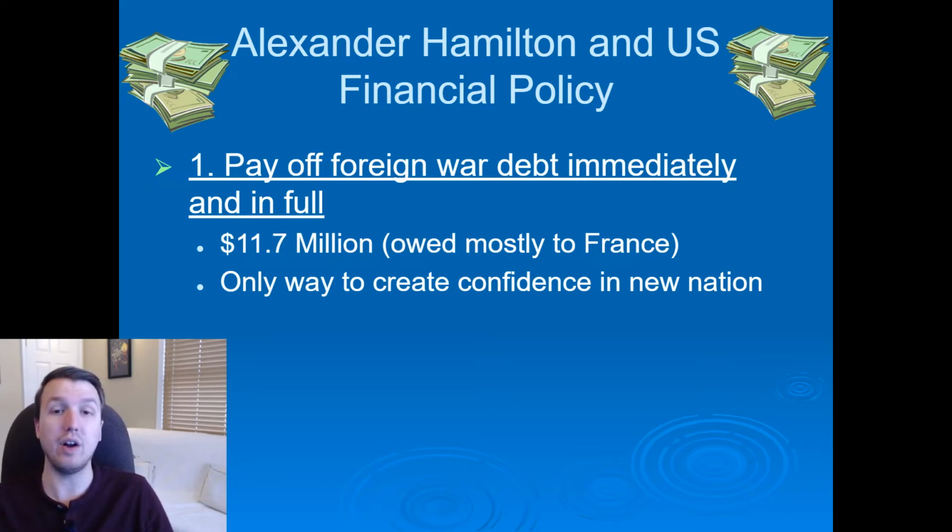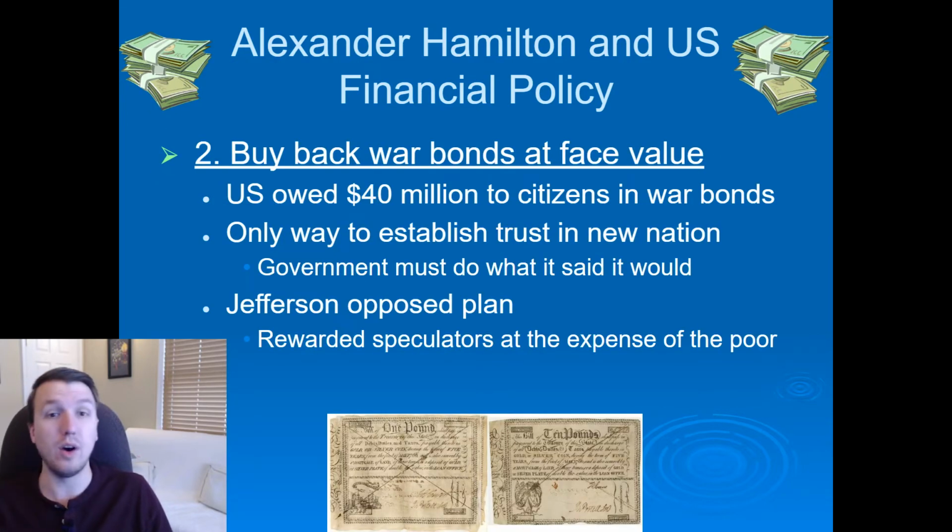So if they paid this debt off immediately, it would give some confidence to the American economy, and it would make the French happy. The French support us a lot, so why not make your friends happy? Second one, buy back war bonds at face value. War bonds were sold during the Revolutionary War as almost like a loan to the government.